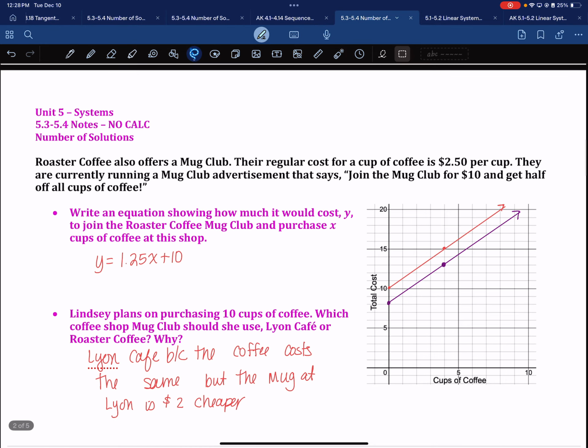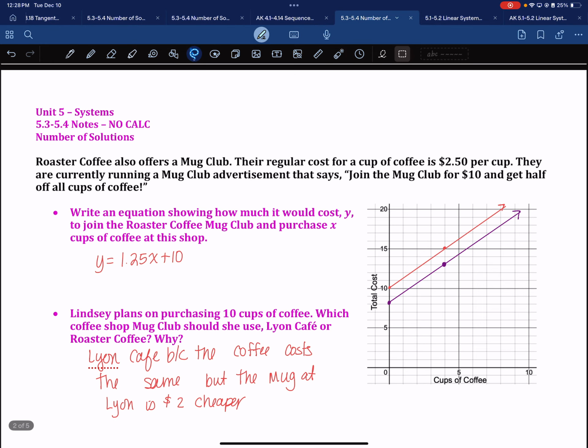This is not necessarily on topic of what we're learning, but as a marketing person, do you think it would be wiser to say, join our mug club for $8 and get $1 off a cup of coffee, or join our mug club for $8 and get half off your cup of coffee? As a consumer, which one are you like, oh, doesn't half off sound like a way better deal to you, even though it ends up being the same thing because their coffee just starts more expensive?